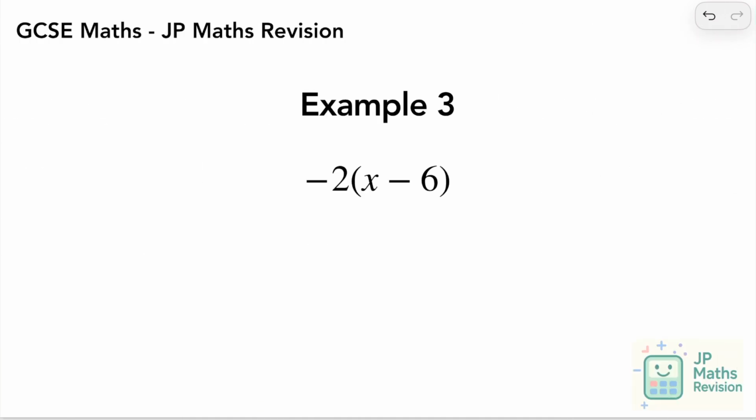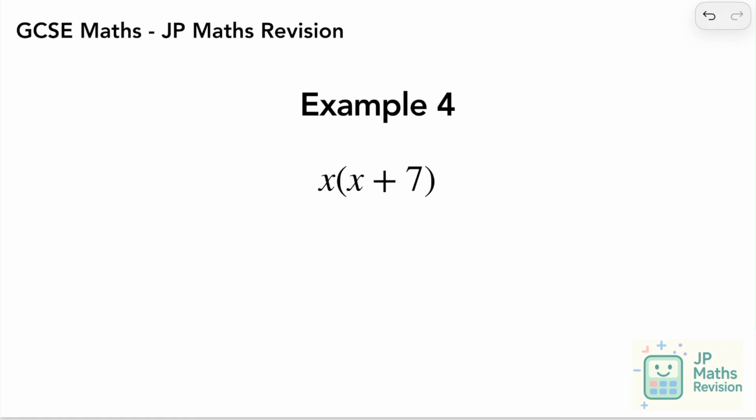So we've got a question here. This one involves a negative number outside the bracket. So firstly, we're going to do minus 2 times x. So minus 2 times x gives us minus 2x. And then we're going to do minus 2 times minus 6. Minus 2 times minus 6, that gives us positive 12. So the answer to this one is minus 2x plus 12.